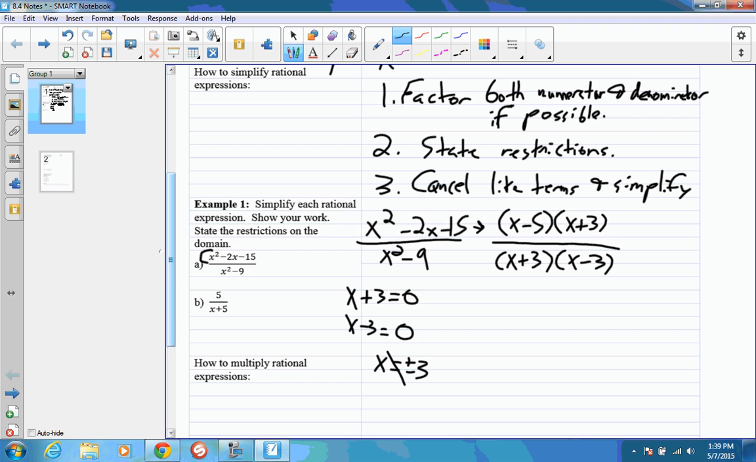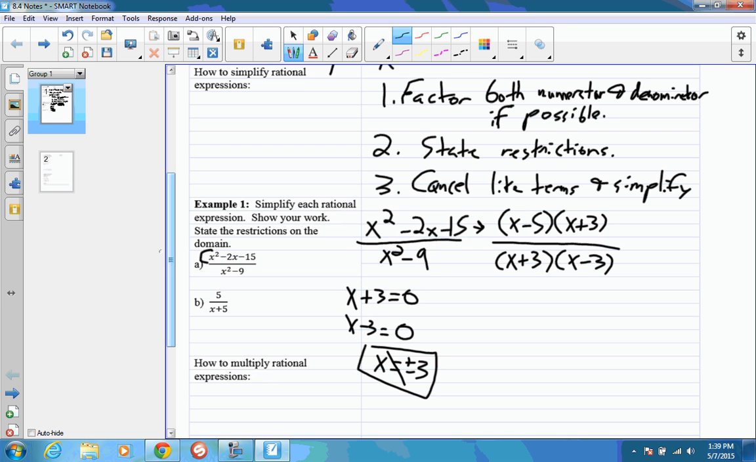Every time. That's why we factor the bottom. That's way easier than looking at x squared minus 9 and going, all right, does 1 work? Okay, we're good. Does 2 work? Okay, we're good. Does negative 1 work? No. Way easier: factor and solve for x. Good, so I've stated restrictions. I'm going to put a box around that because that's kind of good.